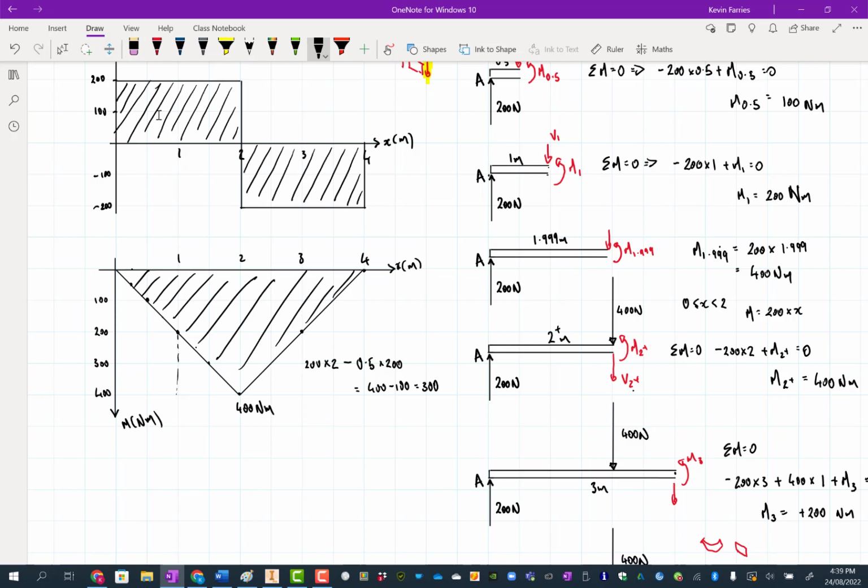If I go 1 meter along this way, this is positive, positive's downwards, I have to go positive 200, just equal to the value of the shear force diagram. On the other side, this is negative this time. For every meter I go along, I do negative 200. Negative is the opposite direction, positive is downwards, so go negative. And so for every 1 meter I go along, I need to go up by 200.